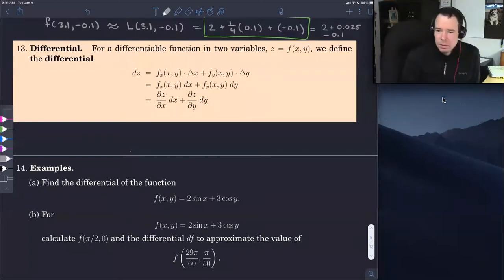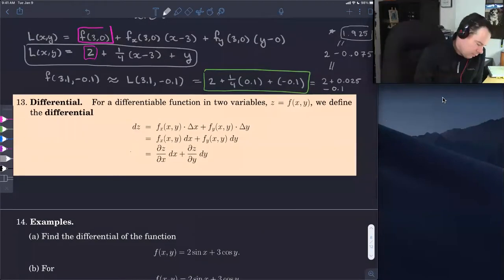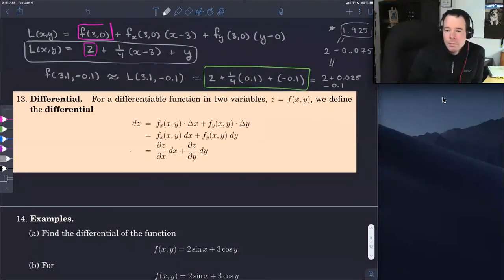have a look at the differential. So the differential is just capturing the part of the linearization that's really the changing part. We have that in our linearization at the very top. We have f of (3, 0) plus some amount of adjustment that the z value has to be moved by in order to get to where the function value is at that moved point, (3.1, -0.1). And so that little bit of movement is what we call the differential.